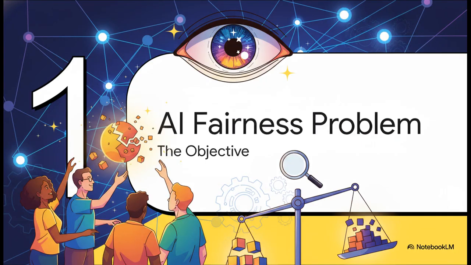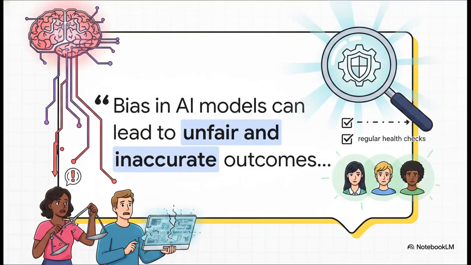All right, kicking off with step 1, the AI fairness problem. The report we're looking at bases its whole investigation on one undeniable fact. Unchecked AI bias doesn't just give you weird, quirky answers, it actually causes real, direct harm through unfair and inaccurate results. And that is exactly why regular health checks, like the deep dive audit we're exploring today, are absolutely essential. We have to keep testing the system to make sure it's playing fair.